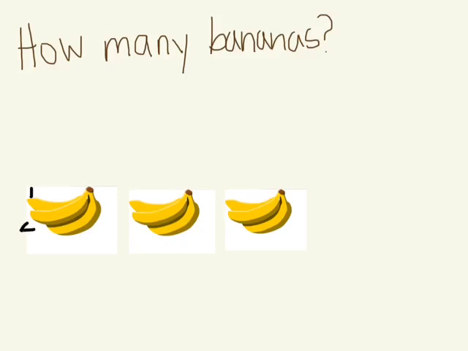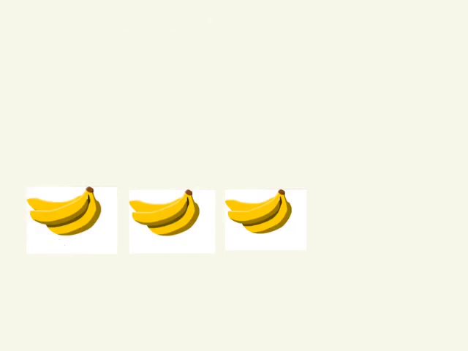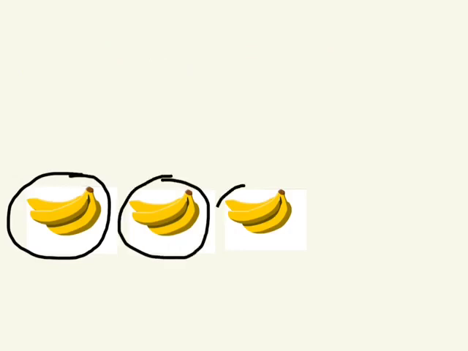1, 2, 3. But we know if we had bunches of bananas, it would take a long time to count them. So what we are going to do is look at these bananas as groups. All right? We have 1, 2, 3 groups. Inside each group, I see 1, 2, 3 bananas.